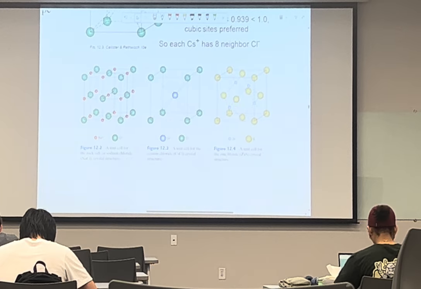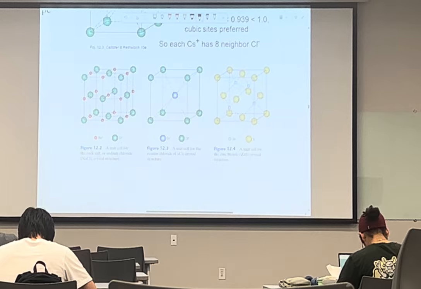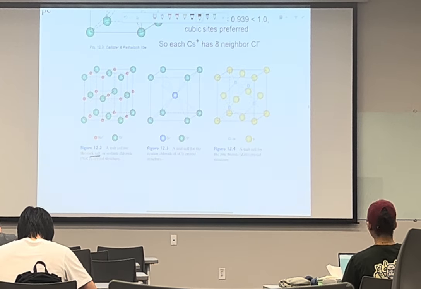So this one is the rock salt structure, which is the structure of salt, sodium chloride. This one is another famous structure of this type of ceramics, cesium chloride, and this one is showing zinc sulfide.